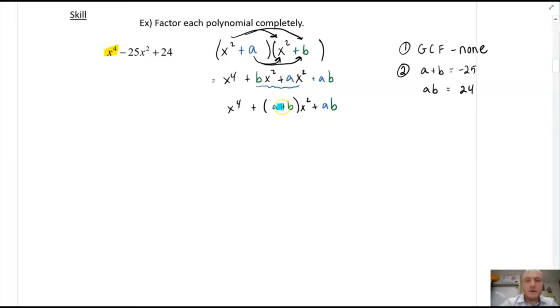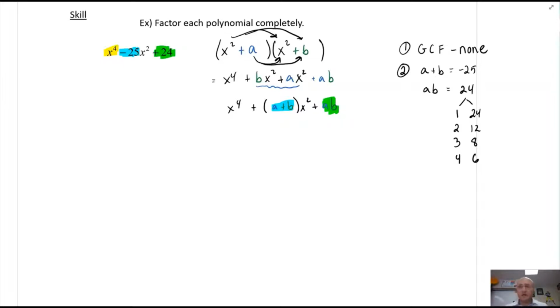So again, here's what we're trying to do. We're trying to figure out what two numbers add up to give us negative 25, as well as multiply to give us positive 24. If you forgot the process, what you want to do is break down 24. So what factors of 24 are there? That's 1 times 24, 2 times 12, 3 times 8, and 4 times 6. If I add all of those up, none of them add up to be negative 25. What do I do?